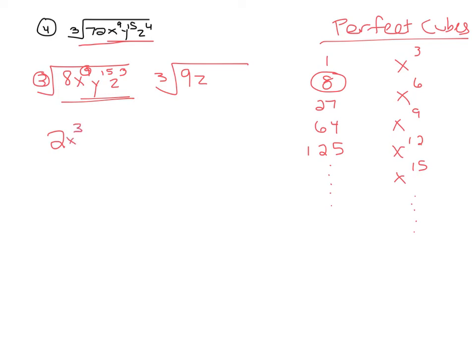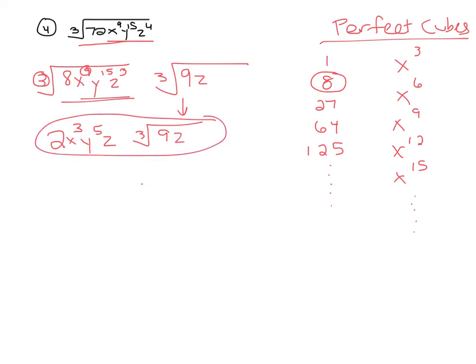The cubed root of y to the 15th, again, if you took 15 and divided it by the root, 15 divided by 3, you would get 5, so it leaves you with y to the 5th. And same thing with the z. The cubed root of z cubed is just z, because 3 divided by 3 is 1. And then you just take your leftover, whatever you couldn't get out of the radical, and you bring that down. So this would be your final answer.